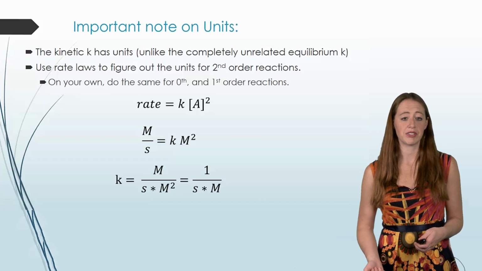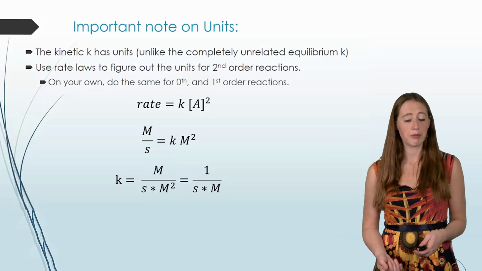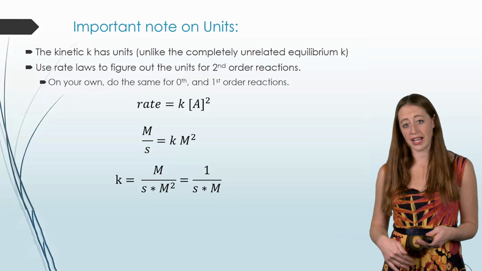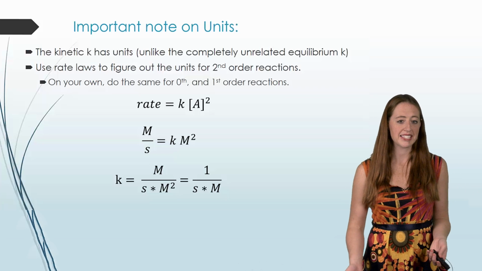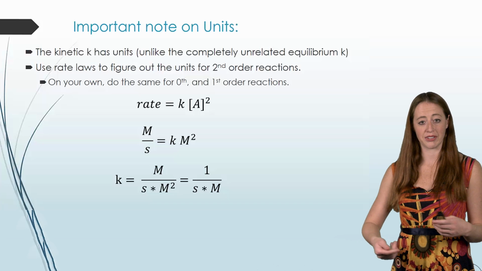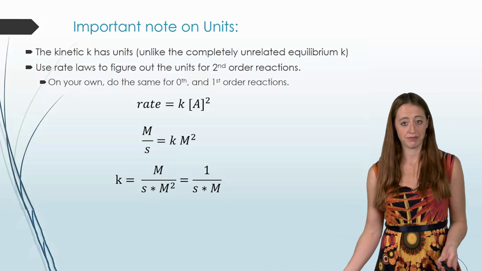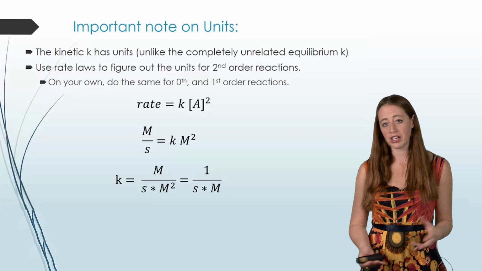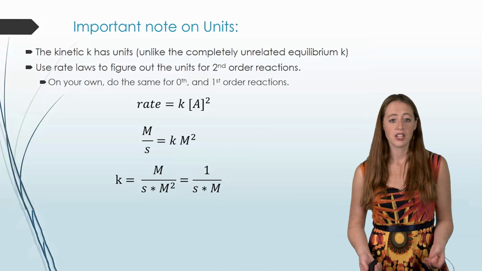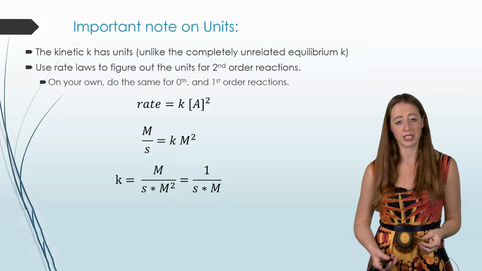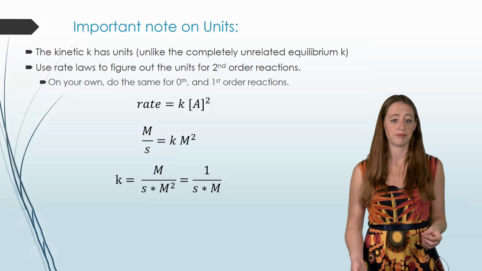So now moving down to the third row. If we solve for K here, we end up with molarity divided by seconds over molarity squared. We can simplify that by canceling out the molarities to end up with 1 over seconds molarity. And we could do this for any other order as well. So this is to show you second order, but please take the time to go do this for 0 and first order as well.